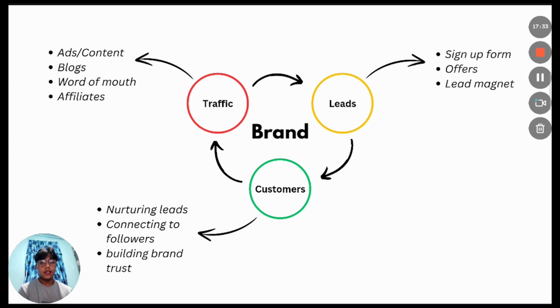So let's recap. There are 3 components if you want to grow your store. The first component is how do you get traffic. You can do this through ads, content, blogs, word of mouth, affiliates, referrals, etc. Then the next step is how to turn this traffic into leads. You can use sign-up forms, offers, lead magnets, freebies, etc. The next step after turning traffic into leads is to nurture the leads to become customers. You can basically do this by connecting with your leads through email, social media, or any kind of platform which your audience uses and follows you through.